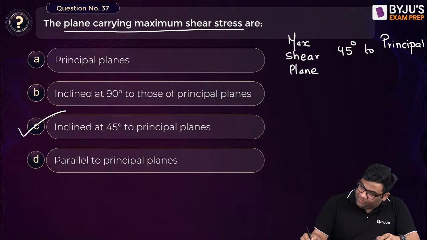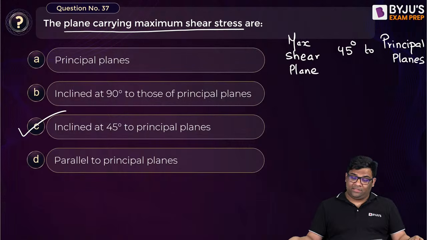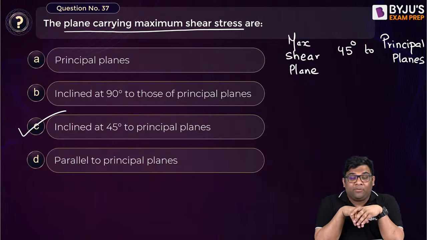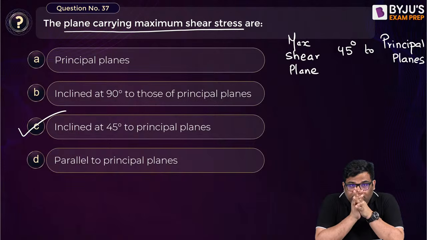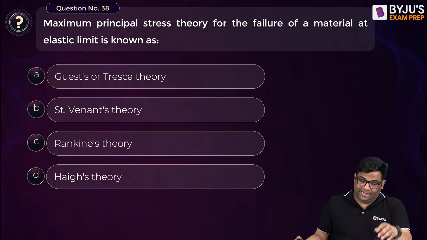Now what is the angle between principal planes? What is the answer to this? 90 degree, correct. Question 38.